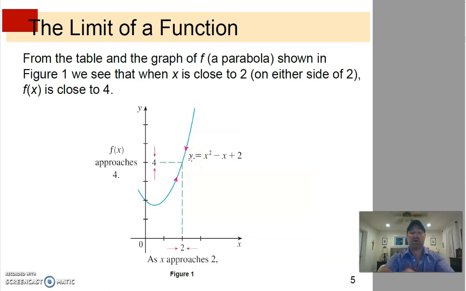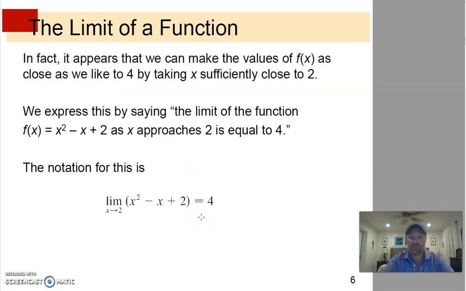Now, we can see graphically how that works here. As we approach from the right side, we're getting closer and closer to 2 for values of x, but closer and closer to 4 for values of y, or f of x. And as we approach from the left side here, closer and closer to 2 for x, but closer and closer to 4 for our values of f of x.